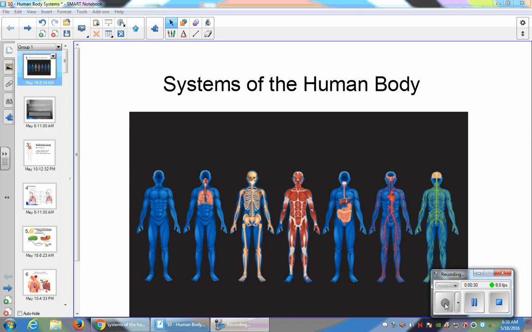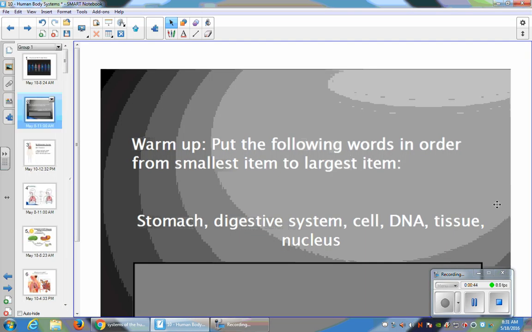The note sheet will cover the respiratory system, but we're going to go through a few beginning things to start off. So right now, you should have your binder out and you should turn to your warm-ups. We're going to start with this warm-up right here. I want you to put the following words in order from smallest item to largest item. So think about the size of these items down here. You're going to have to think back to previous units and figure out what's the smallest thing on this list and what's the biggest thing on this list.